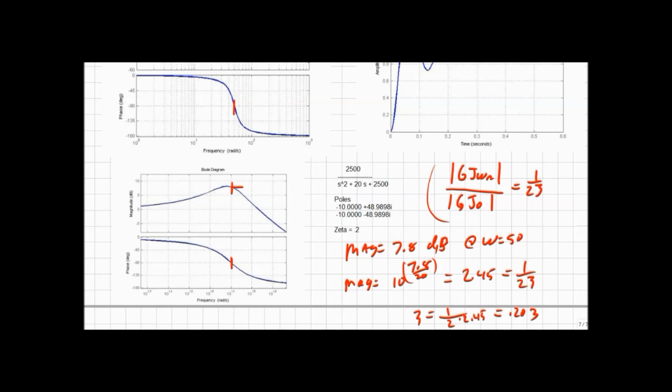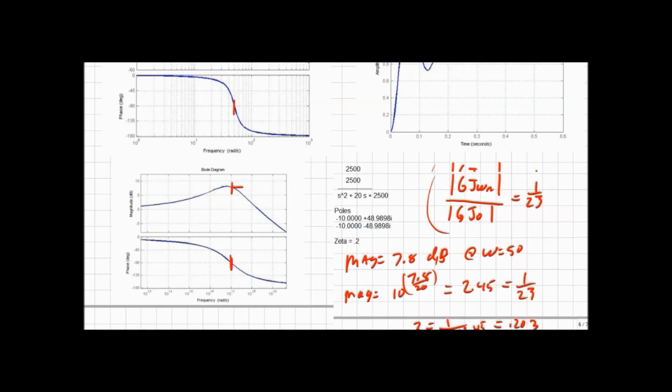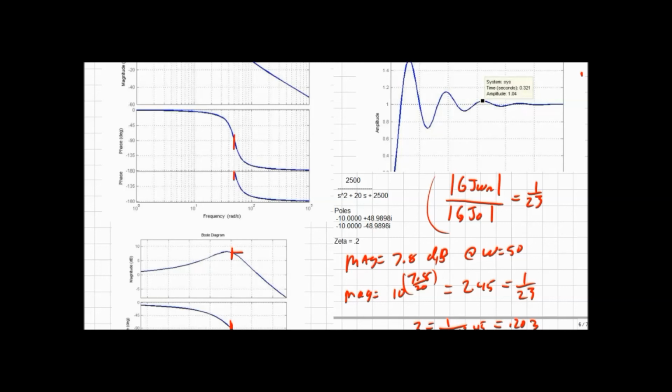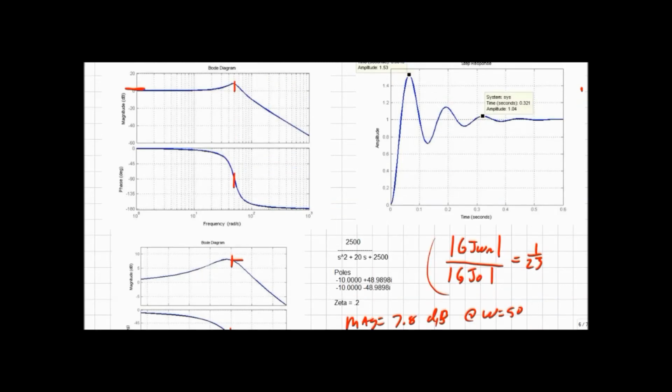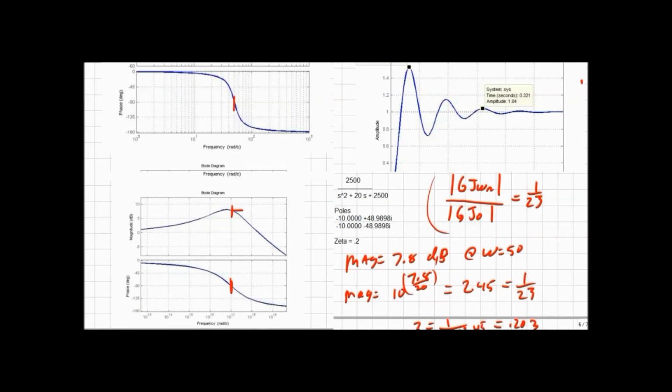So I have the zeta I need. I have omega n from where it crosses here. I have k because this is at 0 dB. So I've got everything I need to fill out my equation of the form k omega n squared over s squared plus 2 zeta omega n s plus omega n squared. I don't have to write that down; I've said it so many times. Okay, that's the amplitude method. That seemed to work. One more method we can use is the half power.